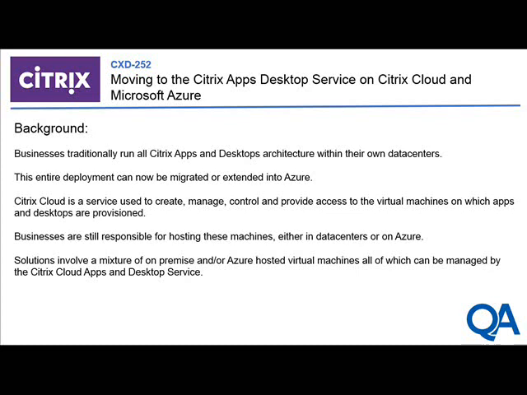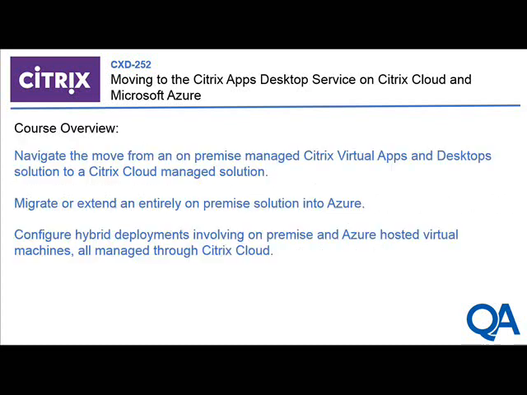Importantly, businesses are still responsible for hosting these machines or the infrastructure to host them, either, as I've said, on-prem or in the public cloud space. And therefore, solutions available are a mixture of on-prem and Azure-hosted virtual machines, and all of that can then be managed by the Citrix Cloud, and in particular, the Citrix Cloud Apps and Desktop Service. And it's these options that this course focuses on.